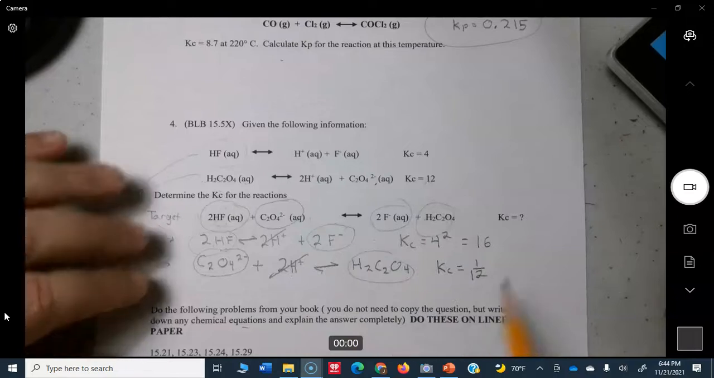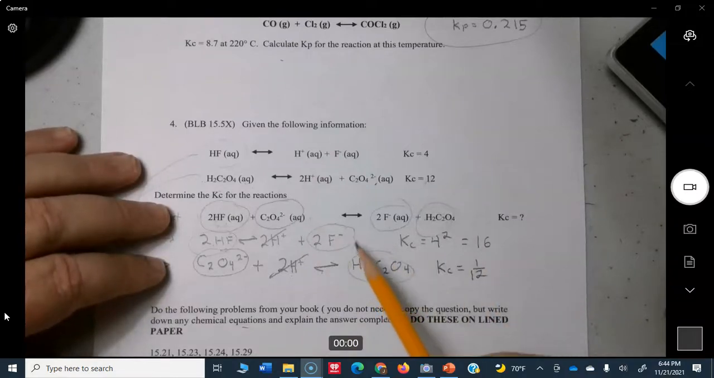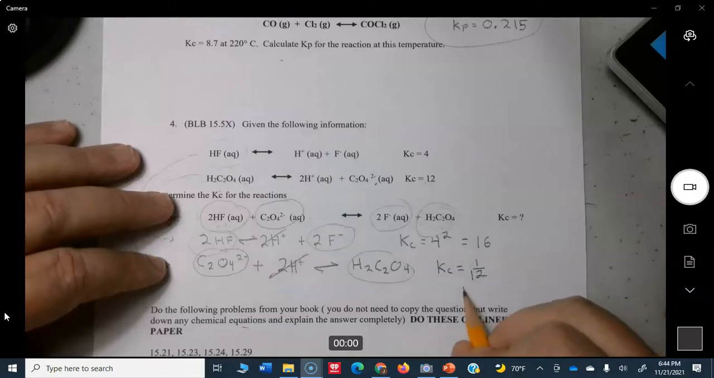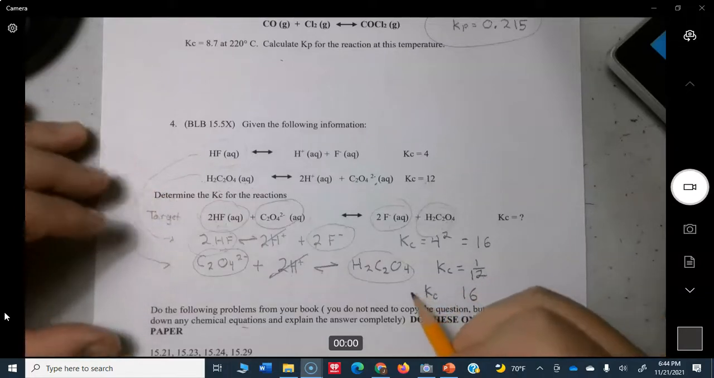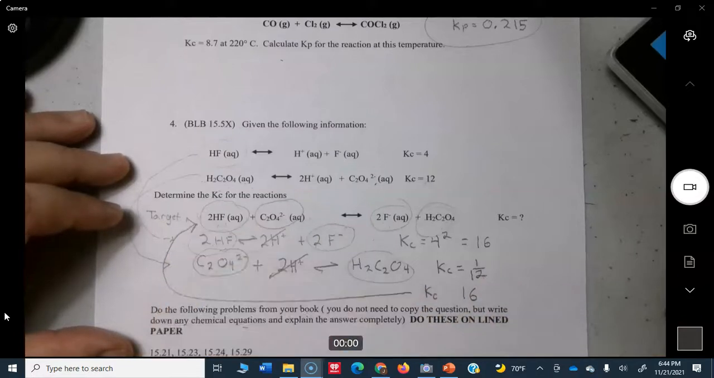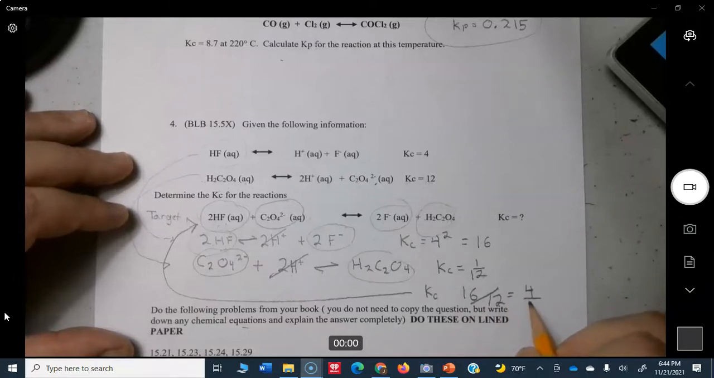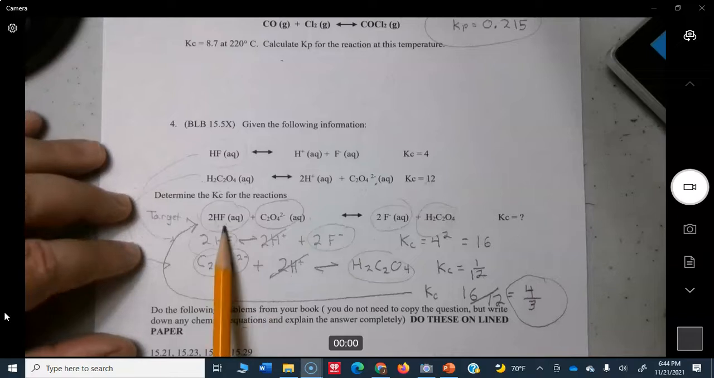So now what we did is we added those 2 equations to get that. What do we do to these 2 numbers when we add the equations? We don't add them, we multiply them. So it's going to be 16. The final equilibrium constant for our target equation is going to be 16 over 12, which reduces to 4/3. You can call it 1.33 if you want, but that's the equilibrium constant for the target.